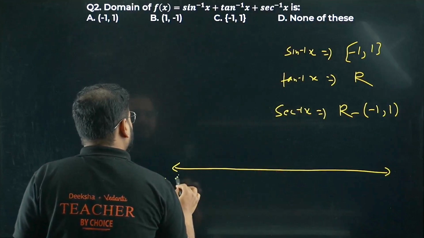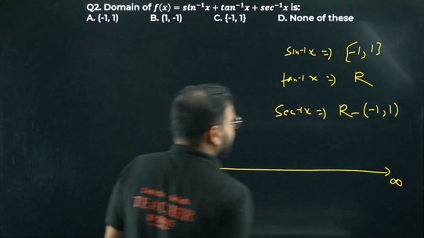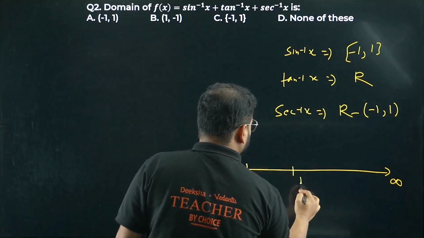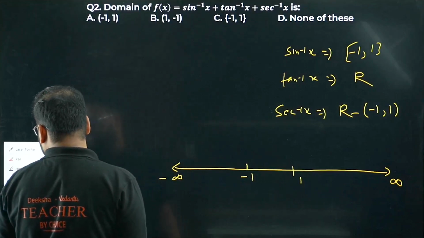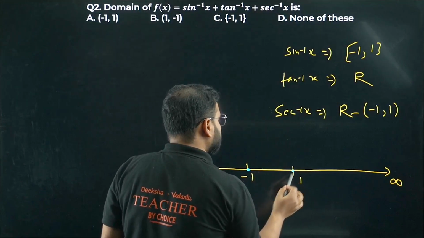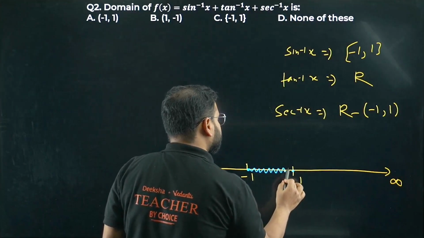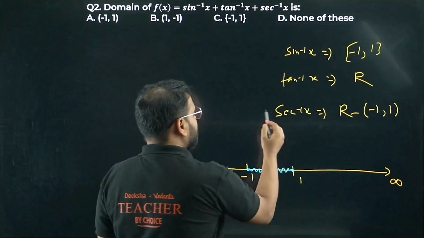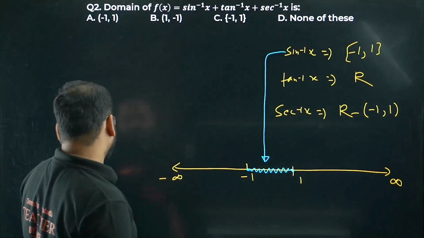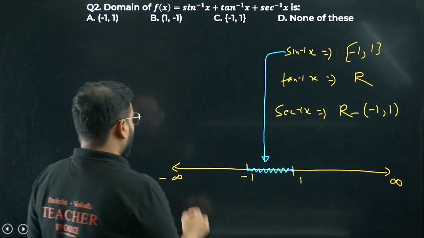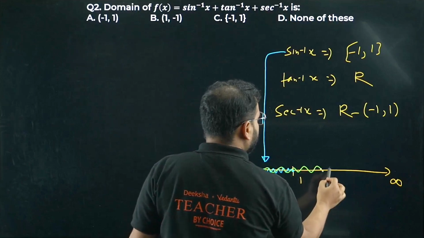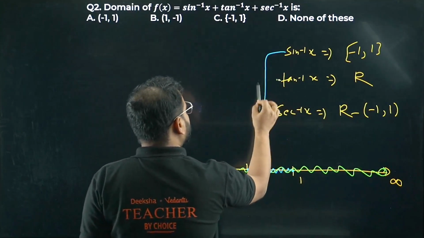This is the curve, negative infinity to positive infinity. The critical values are minus 1 to 1. Now I'm going to represent, first, sine inverse of x. From where to where? Including these two values. Is that clear? This is my sine inverse of x. Next, tan inverse of x. All real. This is open, of course, to all real. This is the tan inverse of x.